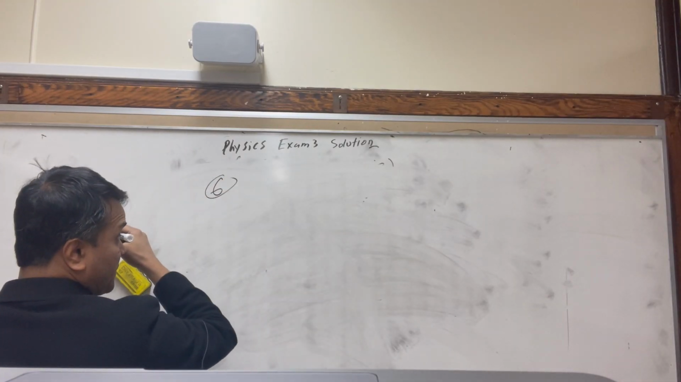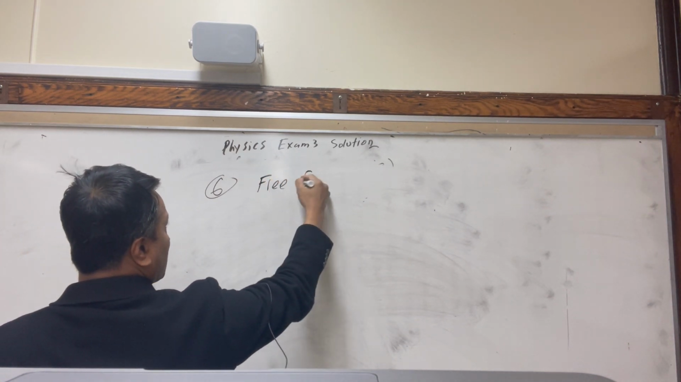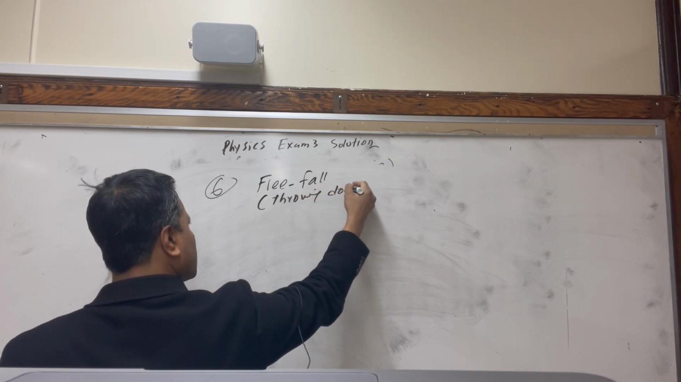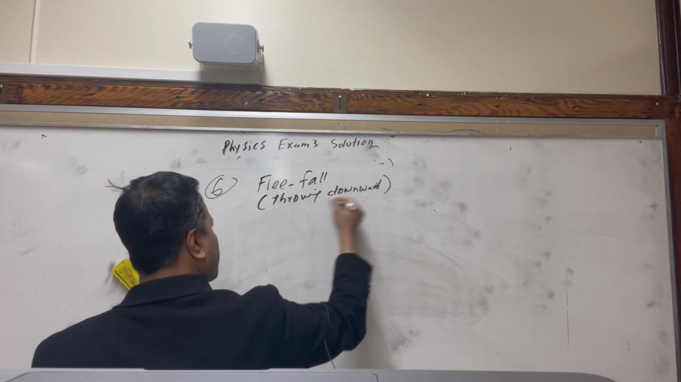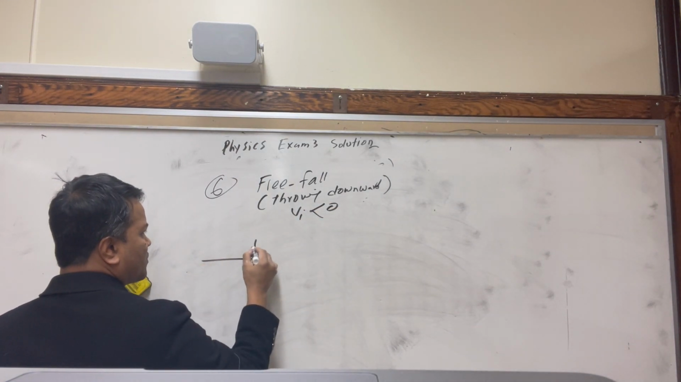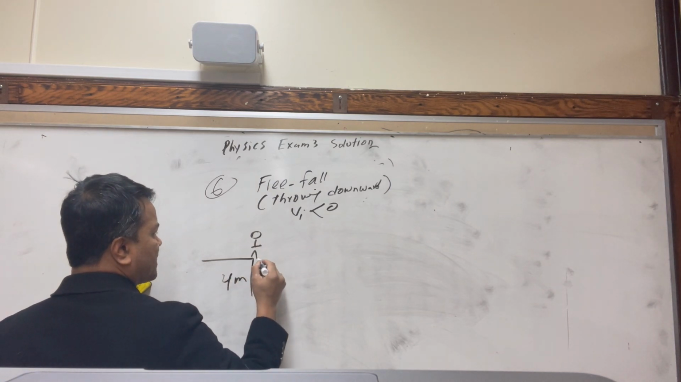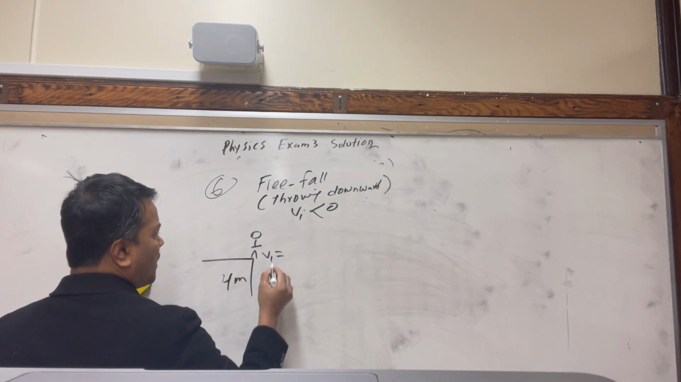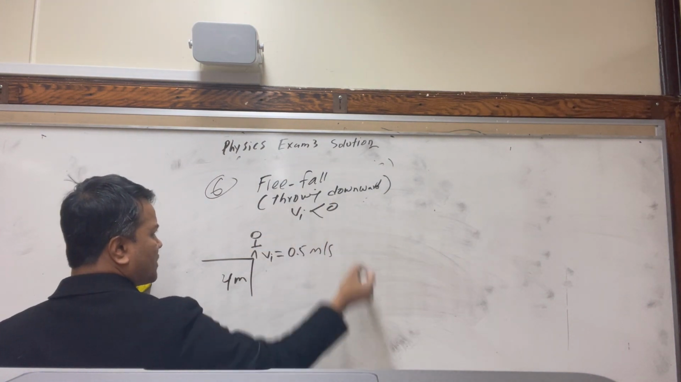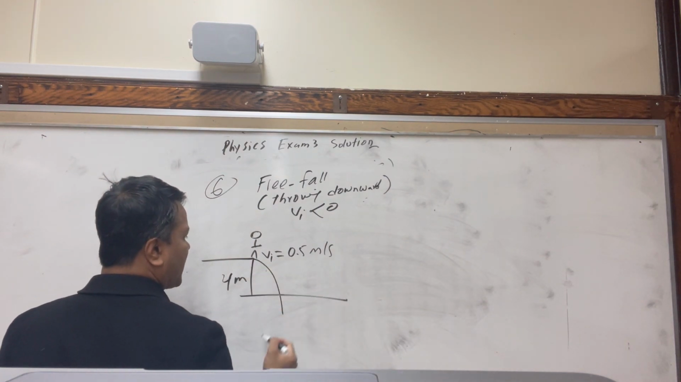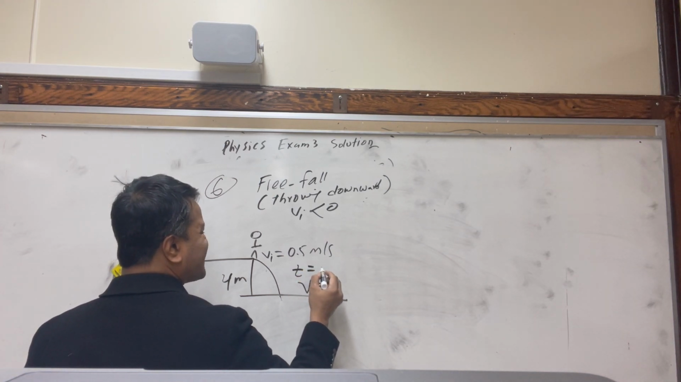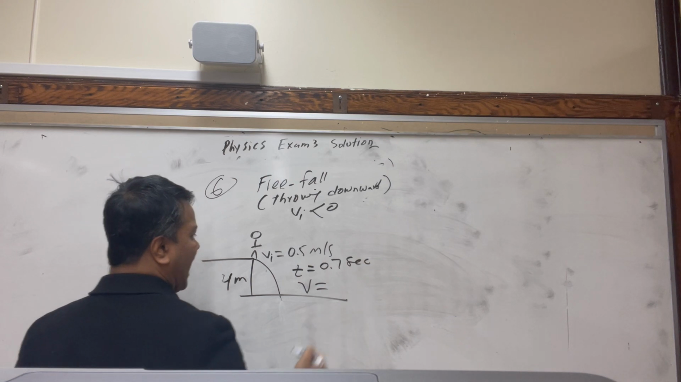Number 6 we're going to go over now is also free fall, and this is throwing downward. Throwing downward means initial velocity has to be less than 0. How can it be done? So let's say you are on the rooftop of a 4 meter tall building and you throw down a ball with 0.5 meter per second, and we want to find the velocity of the ball when the ball has spent 0.7 second in the air.